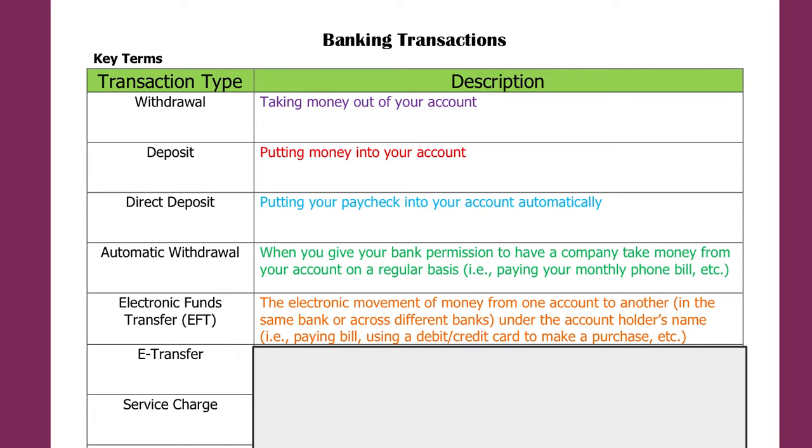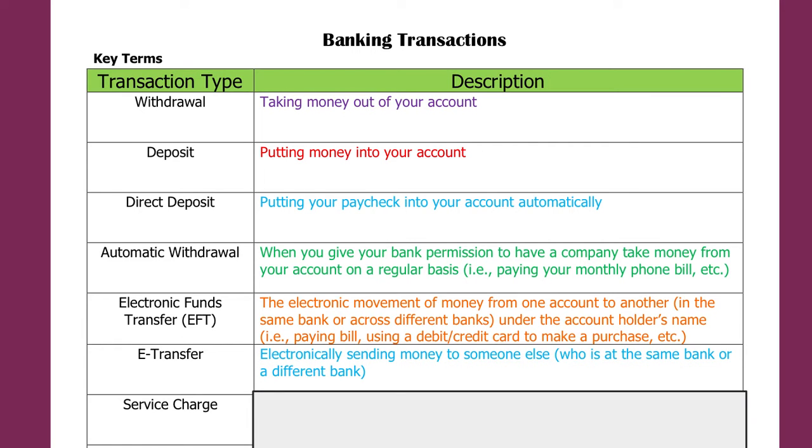The next one here is electronic funds transfer, or EFT. So this is the movement of money between different accounts. This could be across different banks or within the same bank, as long as it's under the same person's name. So for example, when you're paying your own phone bill, so you're moving money from your bank account to your phone bill account, and they're both under your name, this would be an example of an EFT. So there's lots of different examples. It covers kind of a broad range of transactions.